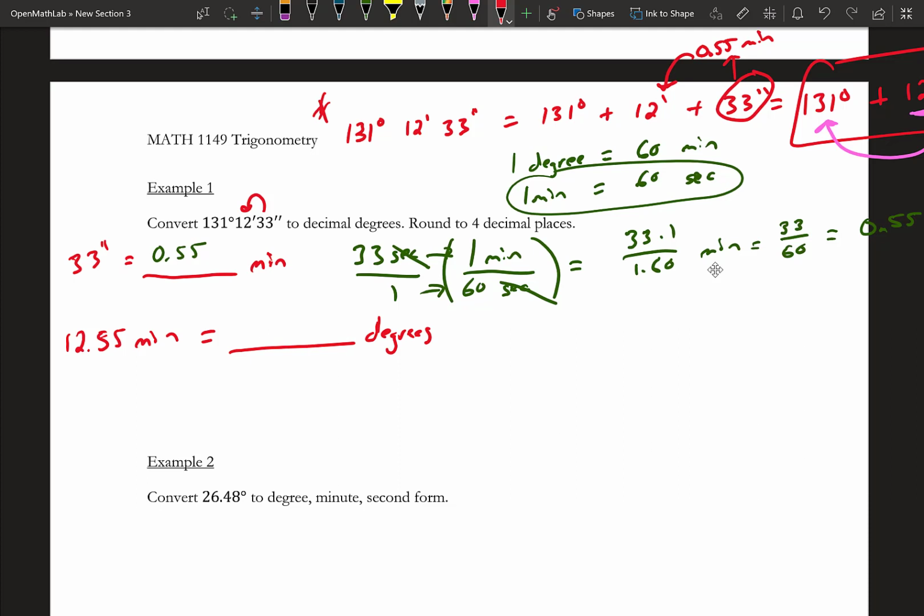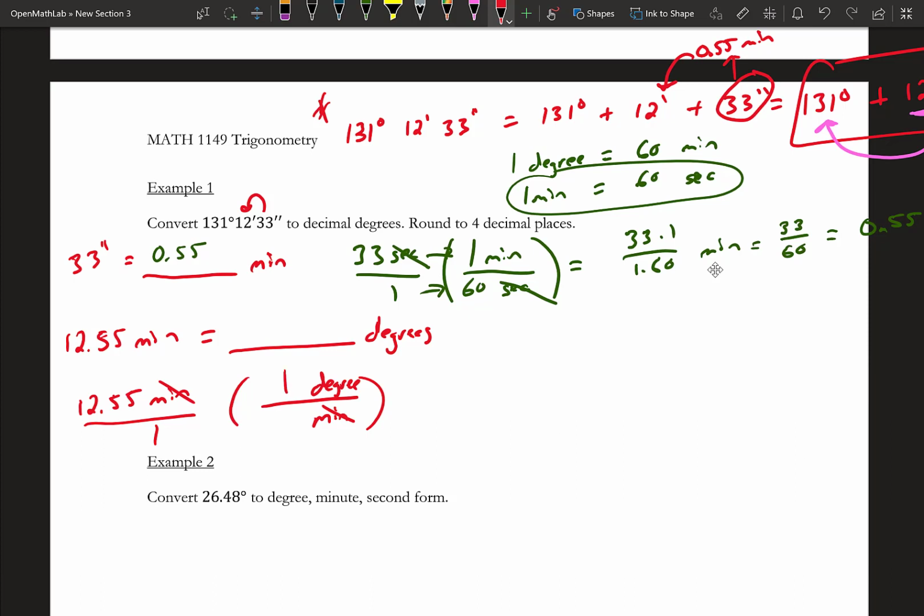And then we'll be able to round to 4 decimal places, right? So we're starting with 12.55 minutes. I can put that over 1 if it's helpful. And then I want to multiply by a unit fraction. I'm going to want minutes on the bottom, so that these cancel. And then I would want degree on the top, because that's the unit I want to get. So then we just need to fill in a statement that equals 1.